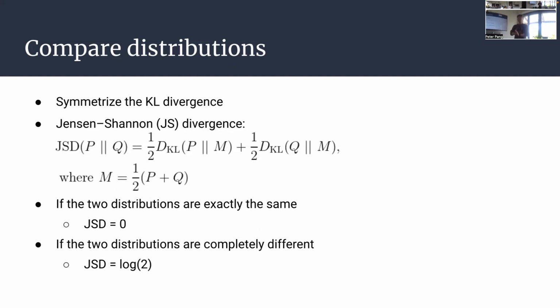If they are exactly the same, it will be 0. If they are completely different, it will be bounded at log 2, because this value itself is bounded. But again, the log is the logarithm that you use for this calculation. If you use base 2, then it's very easy to visualize 0 and 1. That's it.